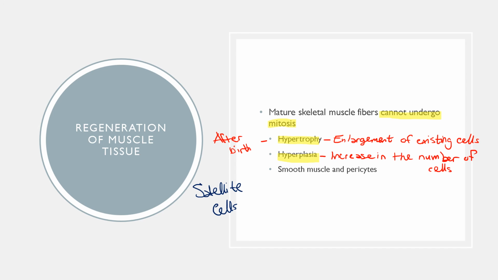Smooth muscle tissue, just like skeletal and cardiac muscle tissue, is going to undergo hypertrophy. And new smooth muscle fibers can arise from cells called pericytes. And these are stem cells found in association with blood capillaries and small veins.